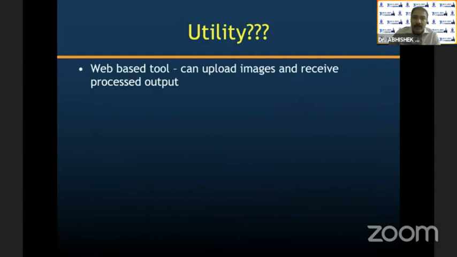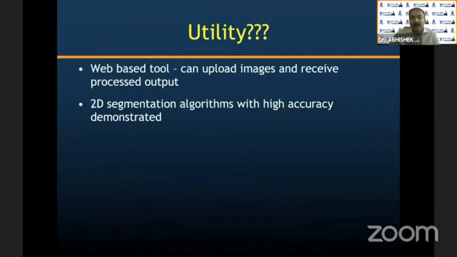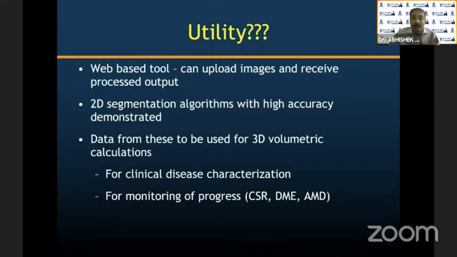Now, what is the utility? We are going to develop this as a web-based tool, so anybody can upload their images and receive the processed output. Till now, 2D segmentation is very easily available, but now we are looking at 3D volumetric data. So when you treat a patient of, say, DME or AMD, you will get to know how much of the intraretinal fluid is reduced, how much of the subretinal fluid is reduced. Is there a particular treatment modality that works selectively on one of these components? So if you have a case that has one particular abnormality in predominance, you can use that modality.